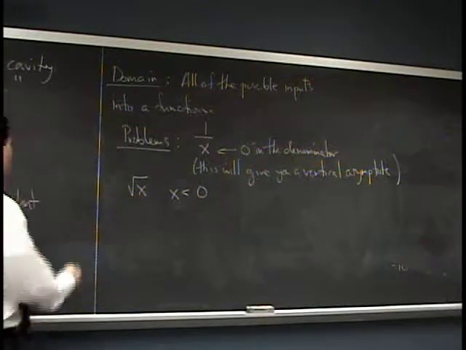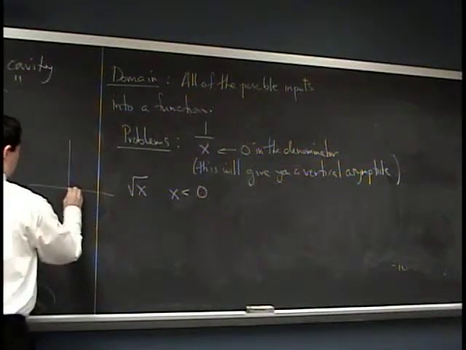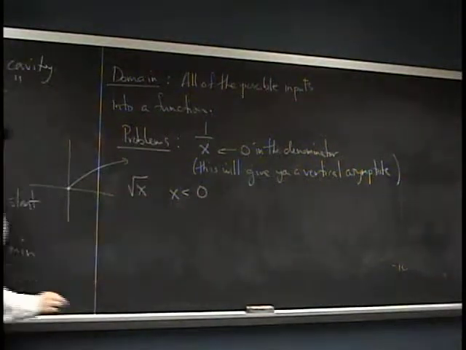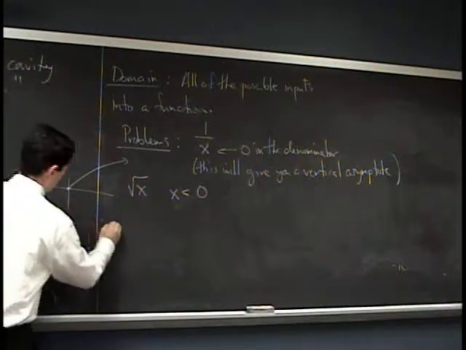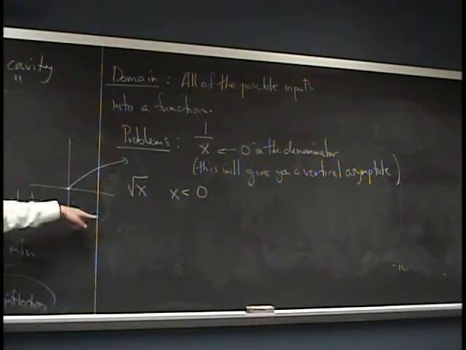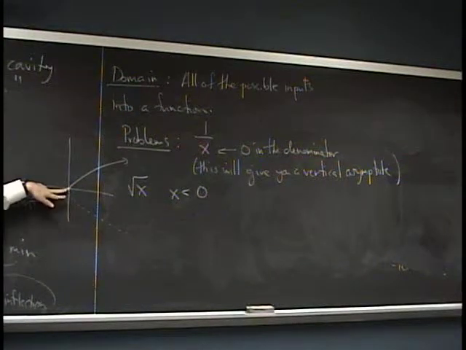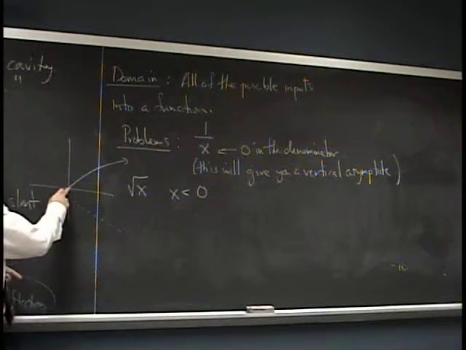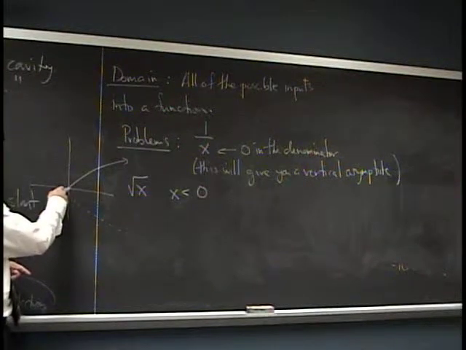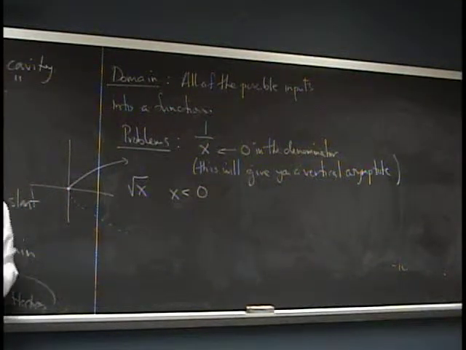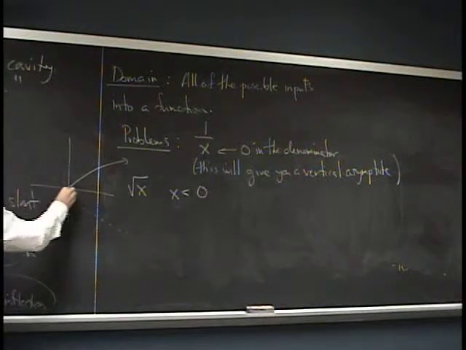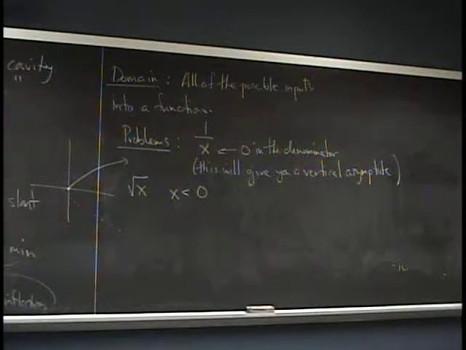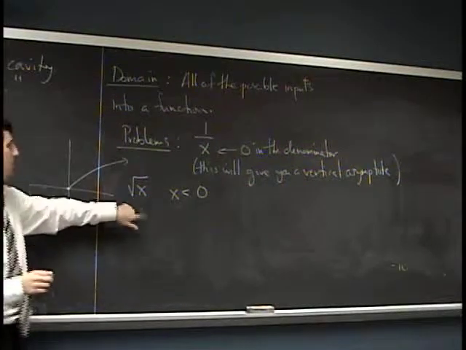Now, look at the graph of the square root of x. Remember, this is half a parabola tilted on its side. Notice there's a problem at 0, or really past 0, but there's no asymptote. It's not like 1 over x. So just because you have a problem in your domain doesn't mean you're going to get an asymptote. It just stops. You get to 0 and that's the end of the game. All right, what's another problem you could have with the domain?